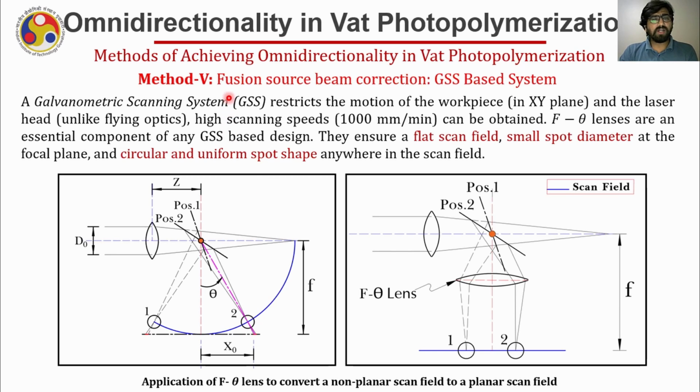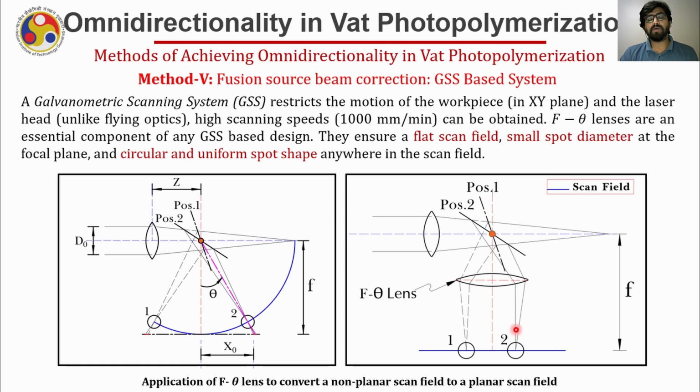And it is called as fusion source beam correction. And it is particularly for the galvanometric scanning system based systems. The galvanometric scanning systems restrict the motion of the laser beam to be having the same focal point in a spherical path. We already discussed it. Therefore, to obtain the same spot size onto the XY plane, we have to use some F theta lenses. And we have already discussed about it. If an appropriate optics is used, which I am calling here as F theta lenses, then the beam which is projecting on the F theta lens will strike down back onto the XY plane vertically.